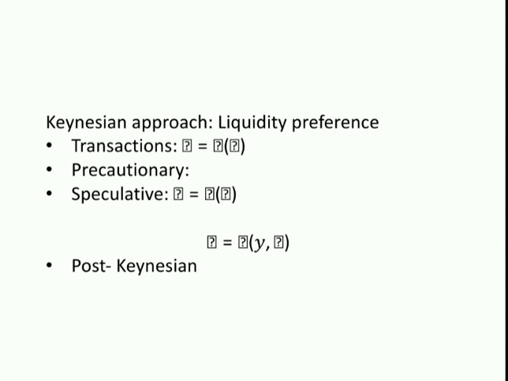According to modern view, the transactions demand for money is a function of both income and interest rate R, which can be expressed as LT is equal to f of Y, R. Precautionary motive.